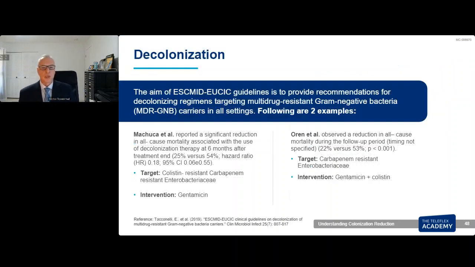Smith also recommends decolonization. Their guidelines provide recommendations for decolonizing regimens targeting MDRO gram-negative bacteria carriers. And following are two examples. Machuk et al. found that a significant reduction in all-cause mortality was associated with decolonization after 6 months of follow-up, 25% against 54%, huge difference, huge mortality. The target microorganism was colistin resistant, carbapenem resistant Enterobacteriaceae, super strong bacteria. The intervention was gentamicin. Oren et al. analyzed another study in another place. The target was carbapenem resistant Enterobacteriaceae. The intervention was gentamicin plus colistin, and they changed the mortality from 53% to 22% with a significant p-value.